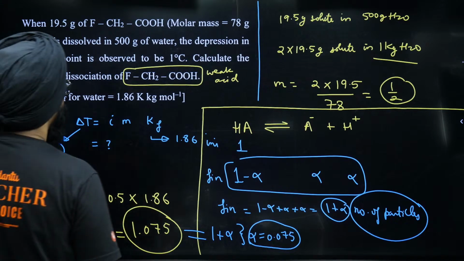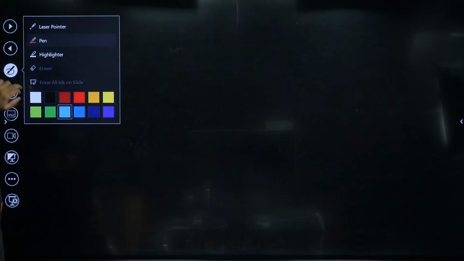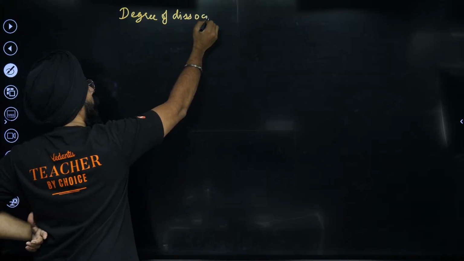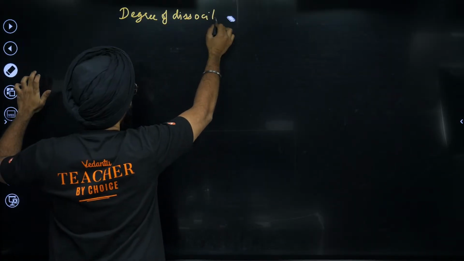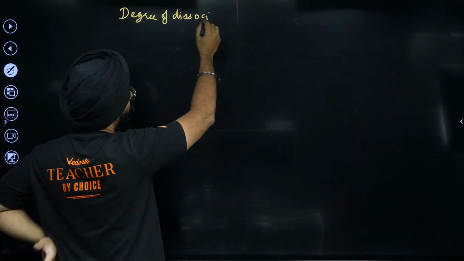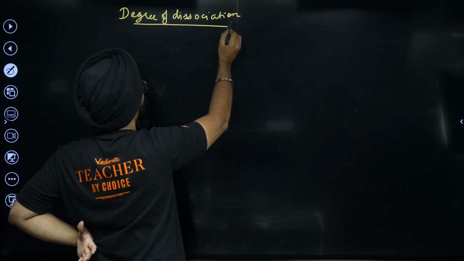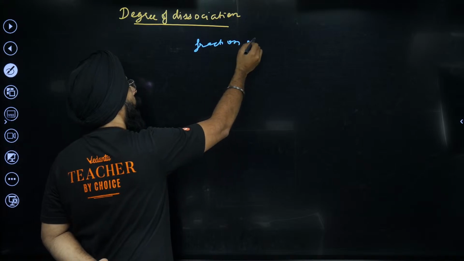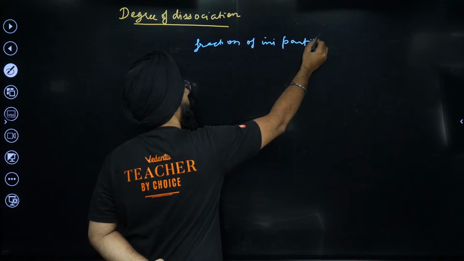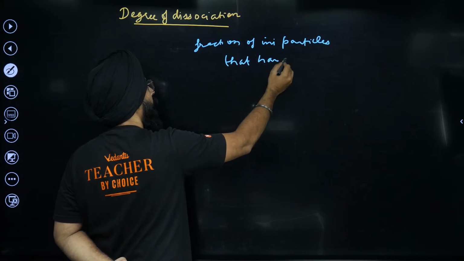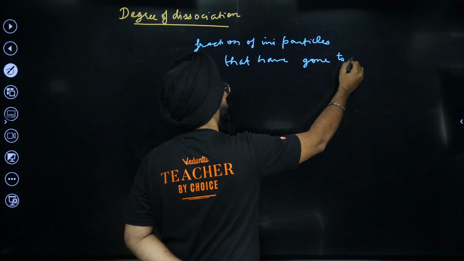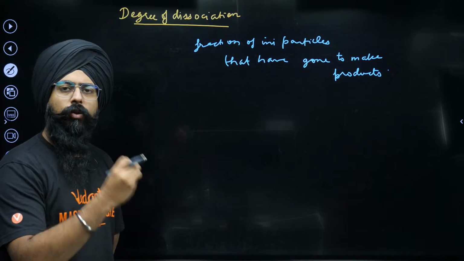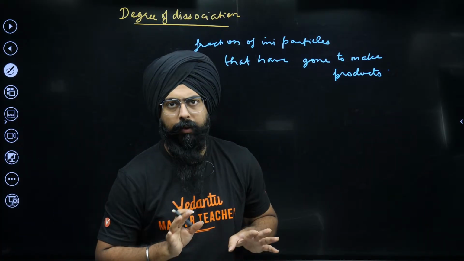Okay, so this alpha is your degree of dissociation. If you do not remember what degree of dissociation is, let me explain to you, because generally, degree of dissociation is a slightly confusing topic for most students. Degree of dissociation is the fraction of initial particles that have gone to make product. It's the fraction of initial molecules that have reacted already.